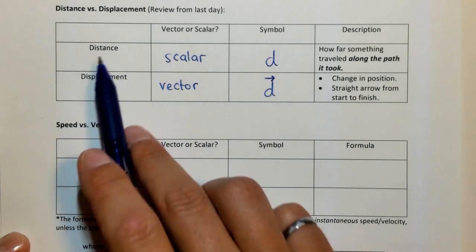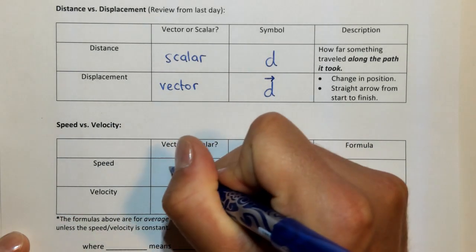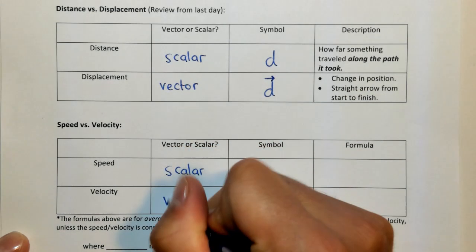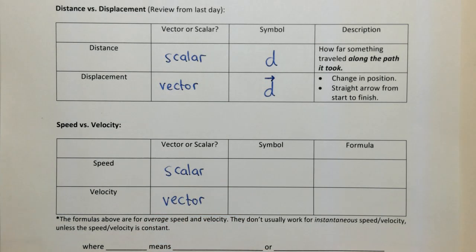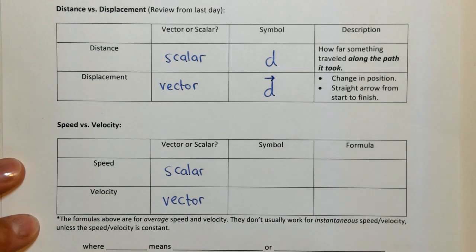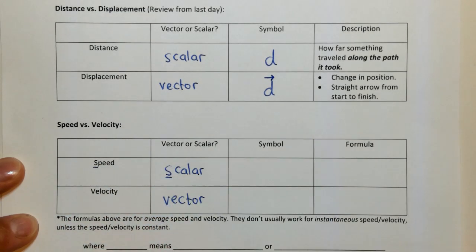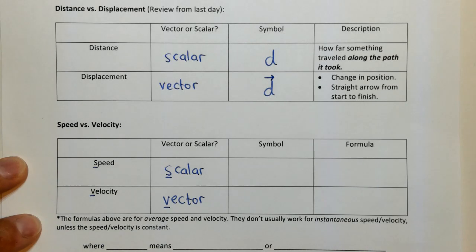So just like with distance and displacement, we have one scalar and one vector here. Speed is a scalar, and velocity is a vector. The easy way to remember these two is speed and scalar both start with the same letter, and velocity and vector both start with the same letter.